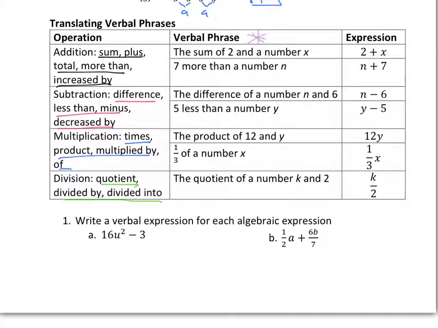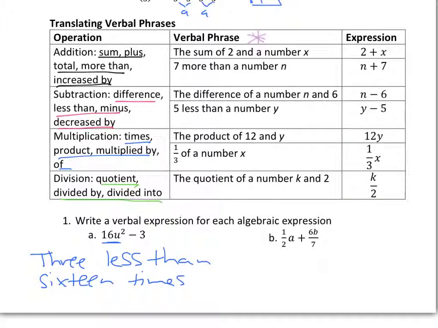Okay, so for less than, if I want to say this, it's 3 less than whatever I have in the first term. Okay, so the way that I would write this, I'd write 3 less than 16 times the square of u. Okay, so 3 less than 16 times the square of u is the same as 16u squared minus 3.